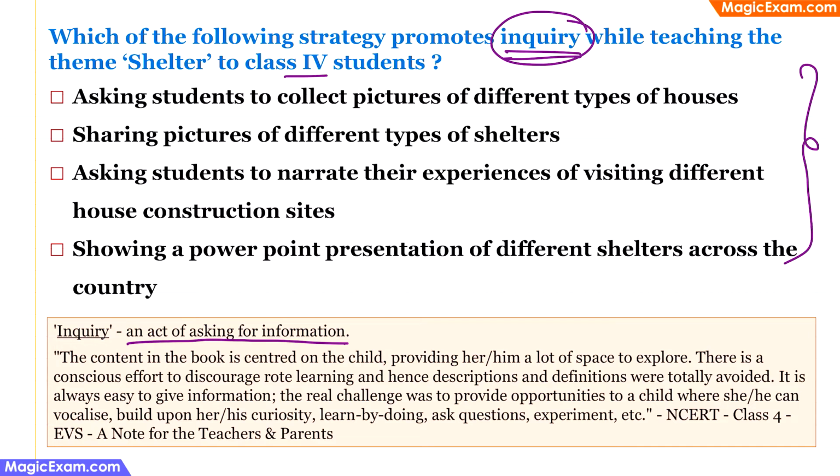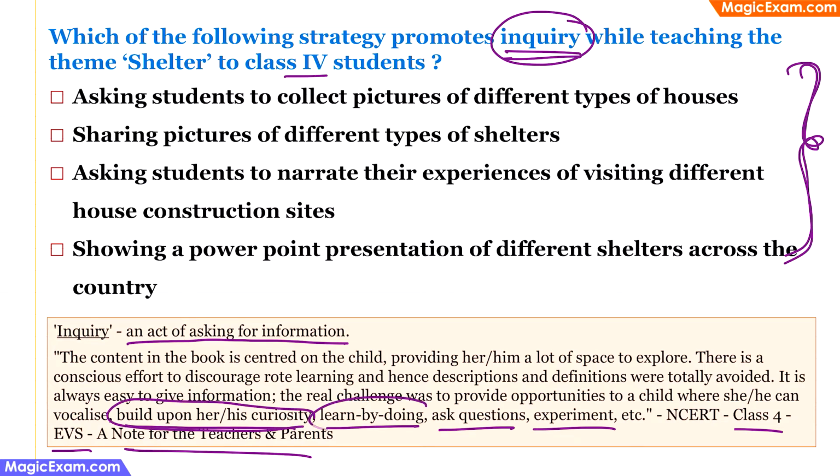Next, we can also read the class 4 EVS textbook, A Note for Teachers and Parents, where it is written that a child should be encouraged to build upon his or her curiosity, learn by doing, ask questions, experiment. Now, if you look at all the answer choices, you have to see which of these activities gives the maximum opportunity for children to build upon their curiosity, to learn by doing, asking questions and experimentation.